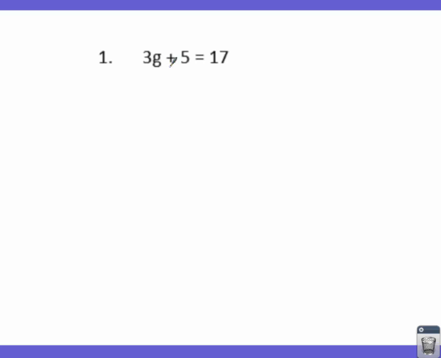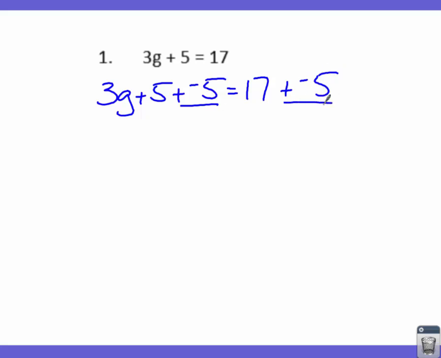So I first need to get rid of this plus 5. We're going to do that by adding its opposite. So you should do 3g plus 5, and then plus negative 5. Its opposite will make this 5 go away. And if I add one thing to one side, I have to add the same thing to the other side. So I would do 17 plus negative 5. Sometimes it helps if you underline the thing that you did new, so you know you put it on the other side. So now these 5s will zero out, and we're left with just 3g, which is equal to, when we put 17 and negative 5 together, 12.